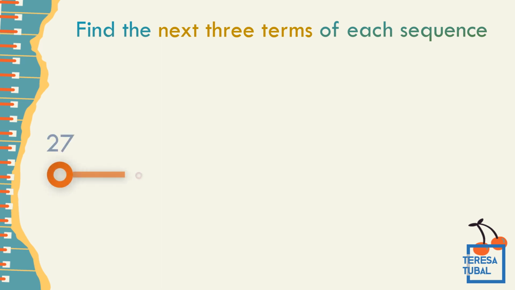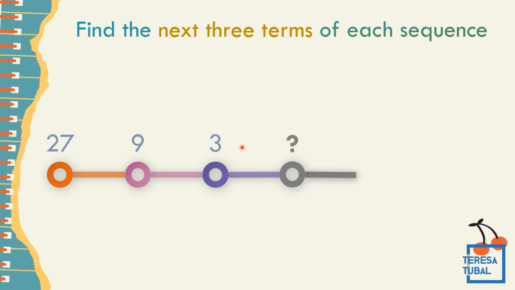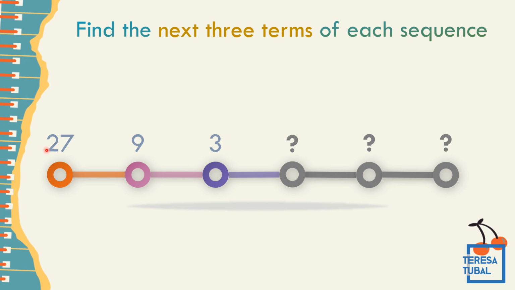How about this one? First term, 27. Second term, that is 9. Third term, that is 3. So, number to be subtracted kaya? So, 27 minus 18, 9. 9 minus 18 cannot be. So, hindi siya number to be subtracted. So, pwede siyang number to be divided.